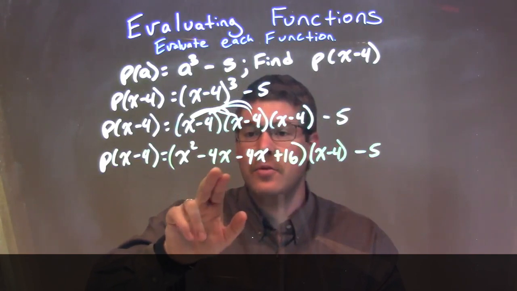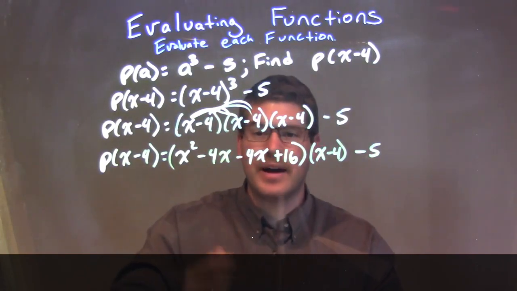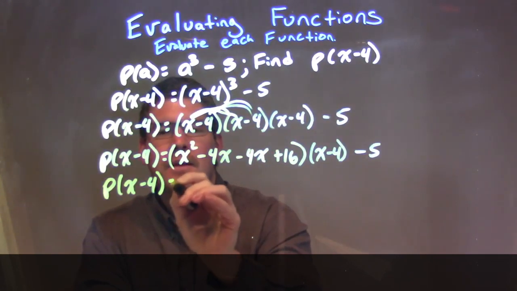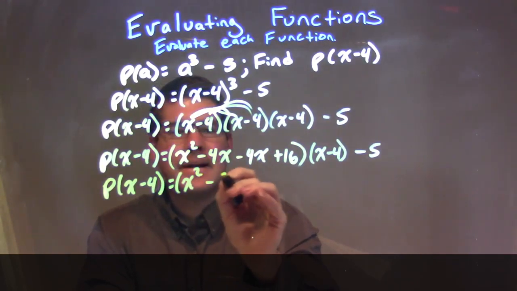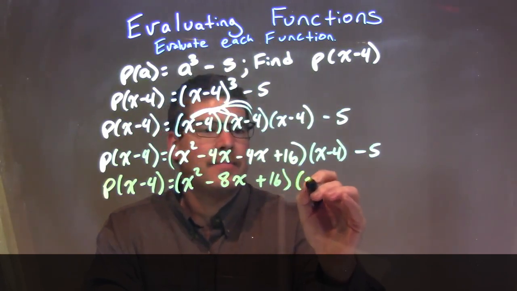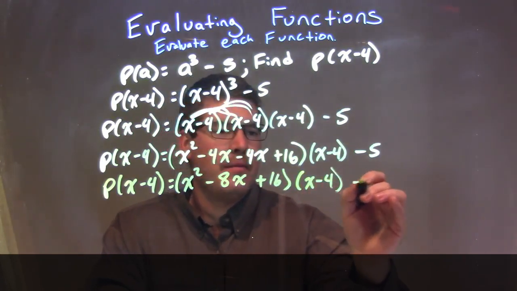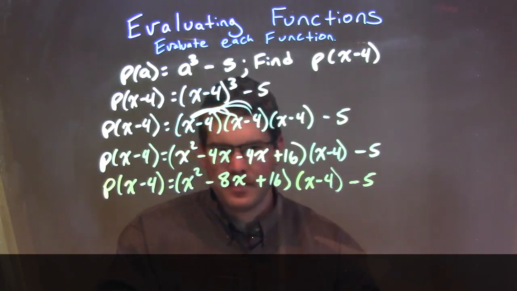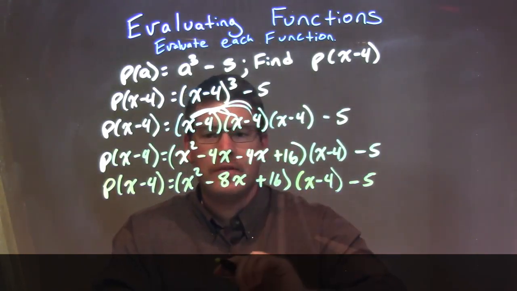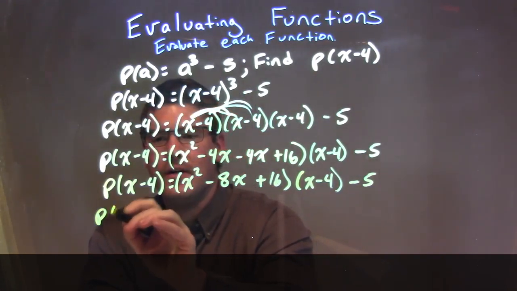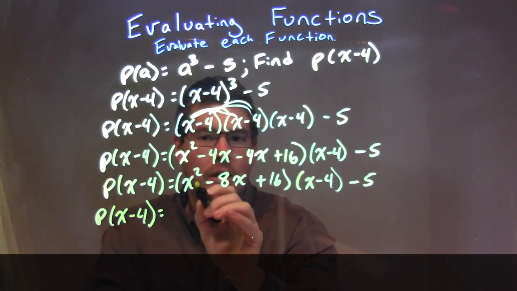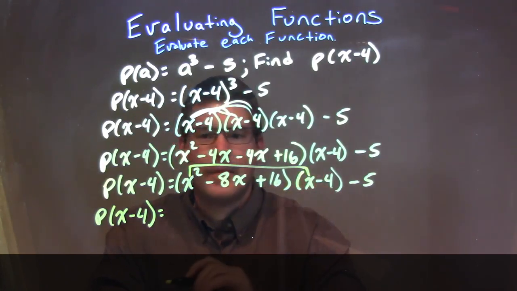Well, we can simplify this. Minus 4x minus 4x is a minus 8x. So we have p of x minus 4 here is equal to x squared minus 8x plus 16, and we're timesing that by x minus 4, and then we have minus 5 up there again. So now all parts of my first parenthesis are multiplied by all parts of my second parenthesis. So p of x minus 4 here is equal to, and it's kind of hard to show the arcs, but it might get a little confusing.